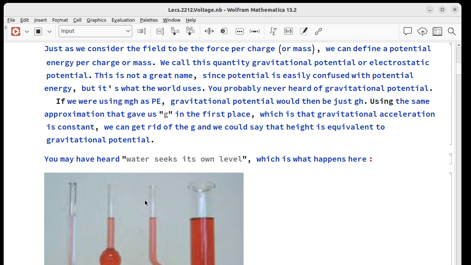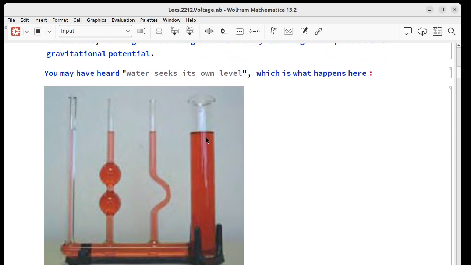You almost certainly never did anything with gravitational potential in Physics 1. If we were going to use mgh as our potential energy, the gravitational potential would just be that divided by m, or gh. If we use the same approximation that we used to get little g in the first place, which is that gravitational acceleration is constant, we'd get rid of the little g and we'd say height is equivalent to gravitational potential. If you've heard the phrase water seeks its own level, that's what's really happening here.